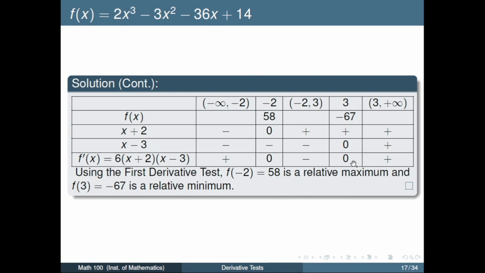Moreover, at 3 naman, you have negative to positive, so that's pababa to pataas. Then, you have a relative minimum. So, f of 3 equals negative 67 is a relative minimum. Okay? So, just a note, ang relative maximum ay yung 58 at ang relative minimum ay yung negative 67. Hindi yung negative 2 at saka 3. Okay?